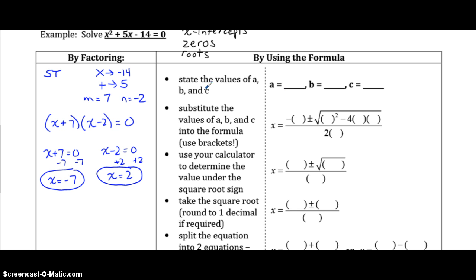To start with, you need to know the values of a, b, and c. A is the coefficient of the quadratic term, and remember, when it's not showing, it's a 1. So the a value is 1. The b value is the coefficient of the linear term. In this case, it's 5. And the c value is the constant term, and in this case, it's negative 14.